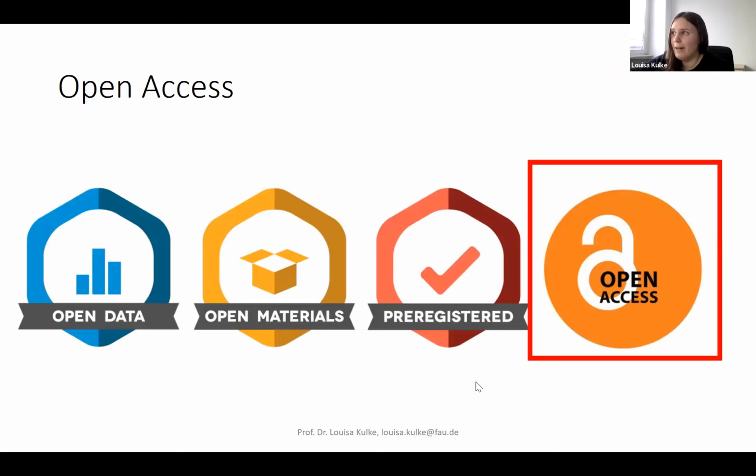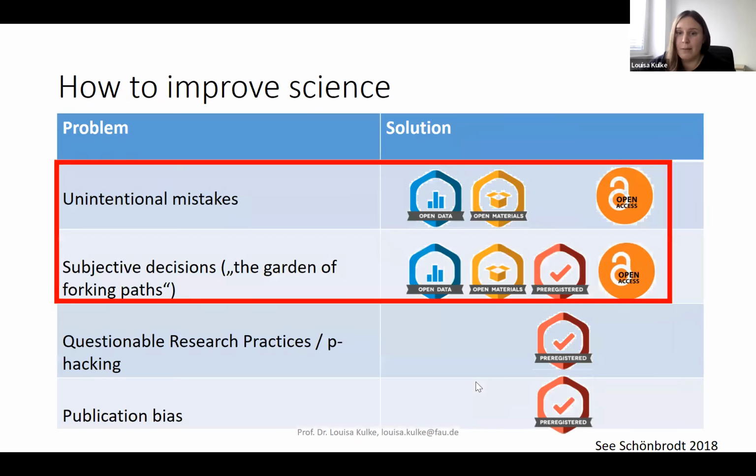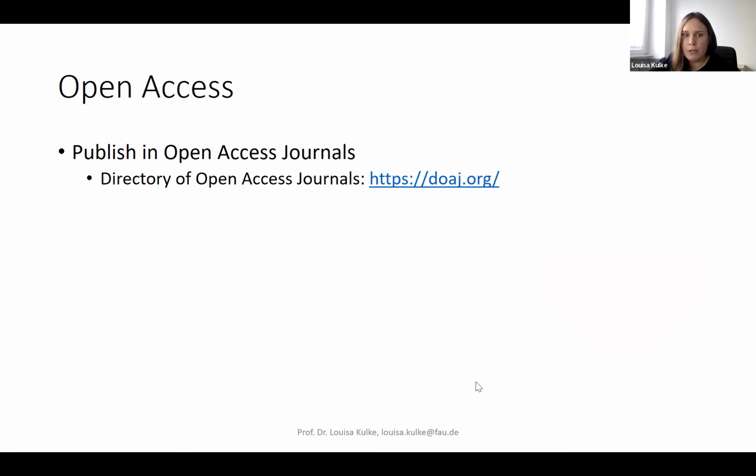And now to our final open science strategy. We can also upload our papers with open access, publish them with open access. That helps other people find mistakes that we've made and helps other people think about whether they might have made a different decision in some of the subjective decisions that we took. How do we do it? Well, we can just publish in open access journals, and there is a directory of open access journals. If you're looking for one, you can find a good journal in your discipline, and that's something you can do.